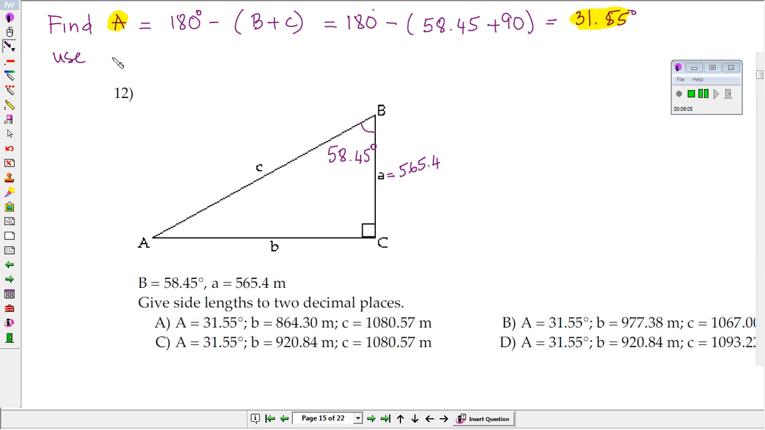Next, since this is a right triangle, I'm going to go ahead and use the shortcut tool, the three basic trig ratios for a right triangle. Here we know angle B, and we know side A. This will be the adjacent side, next to the angle. So we can use cosine to find side C.